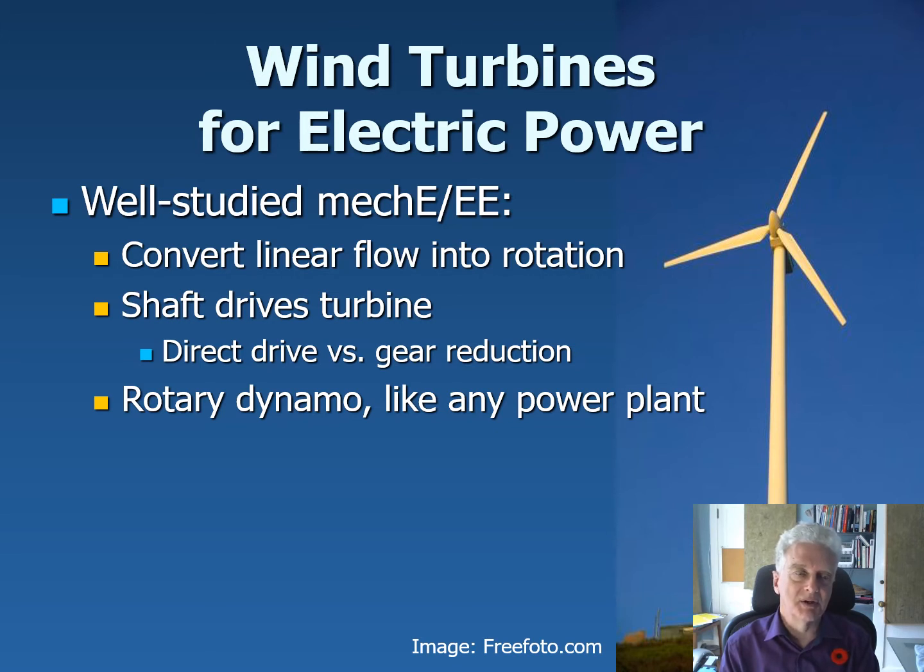There are some that work by direct drive, but a lot of models in modern wind turbines use some gear reduction for that. So, as I said, this is a rotary dynamo, and it's pretty much like any power plant. So the power electronics and the mechanical design of the turbine can draw on our experience from those. Many of them now use electromagnetic generators.